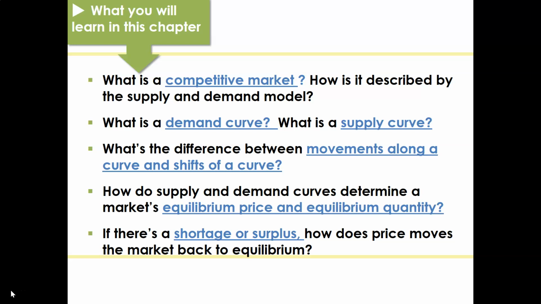When the price is not at equilibrium, a shortage or a surplus is created, and how does that price move back to equilibrium? Remember, we talked about shortage as opposed to resource scarcity in Chapter 1, and here we're going to actually provide the details behind the distinction between shortage and resource scarcity.